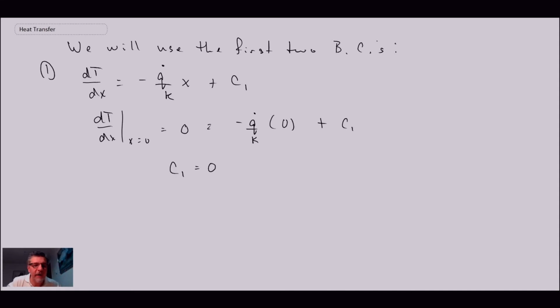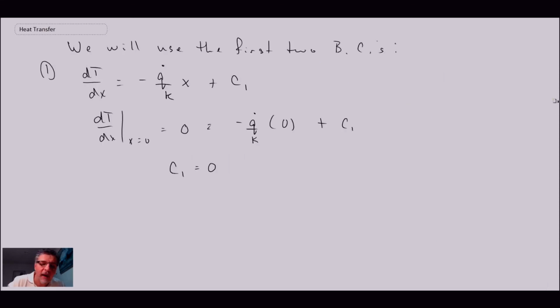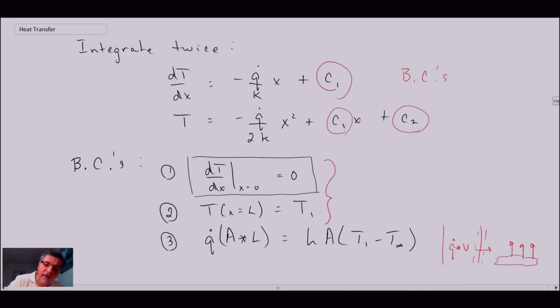So what we find by applying the first boundary condition, which is the one of the insulated wall on the left-hand side of our slab, is that C1 is equal to 0. And then applying the second boundary condition, this is what it reduces to. It's not as clean as the first one, but we're going to take this and plug it back into our equation here. So let's plug those back in and see what we obtain.